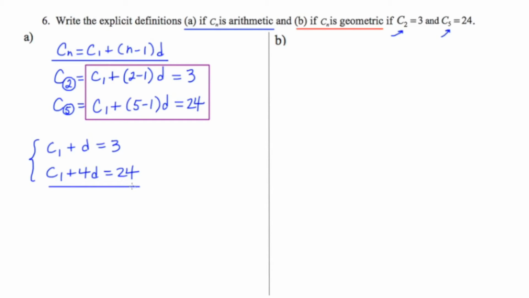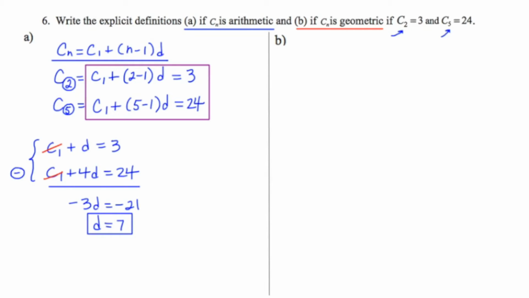And this system is pretty easy to work with because if I just subtract one row from the other, the C sub 1s are going to drop out. And if I do that, I'm left with negative 3d is equal to negative 21, which means that d is equal to 7.